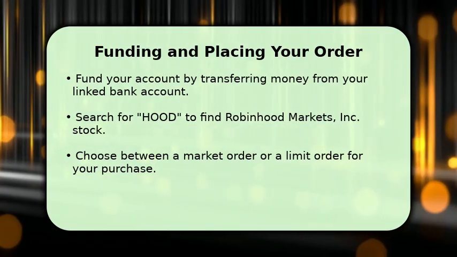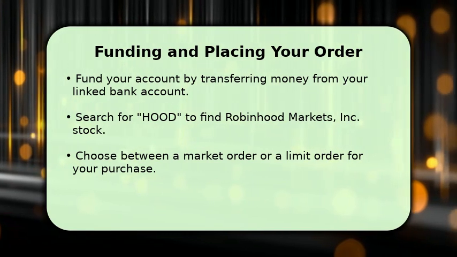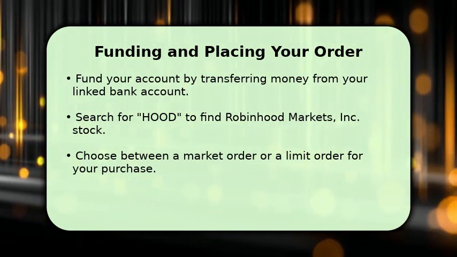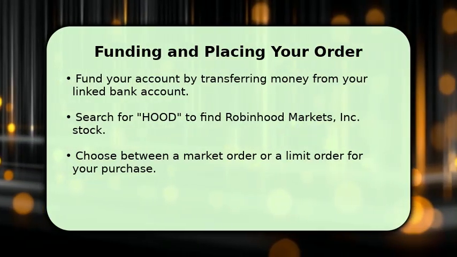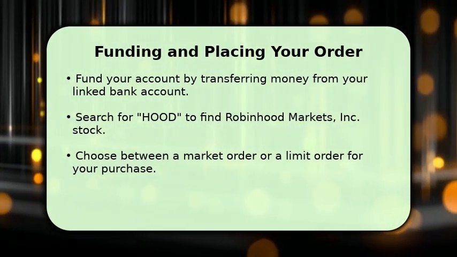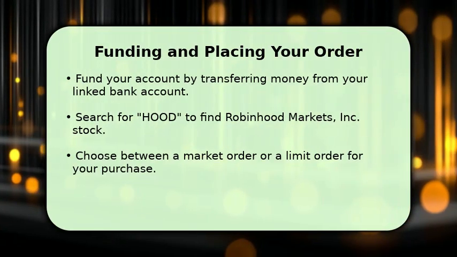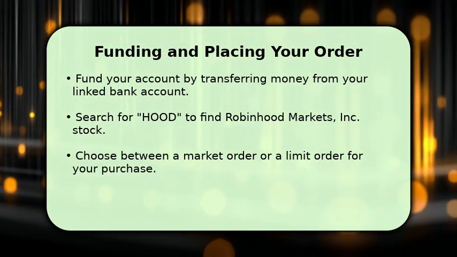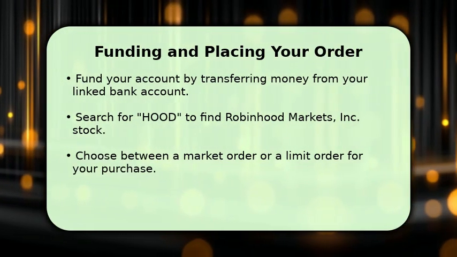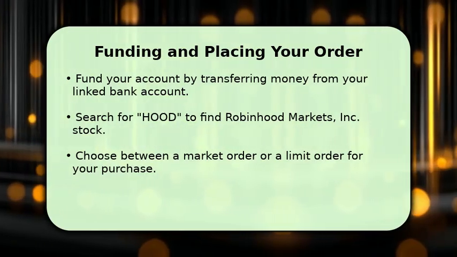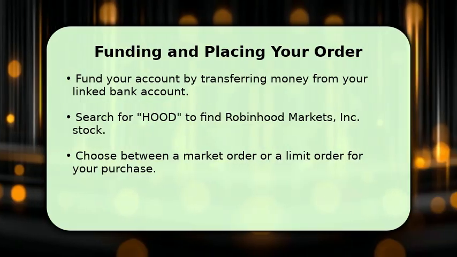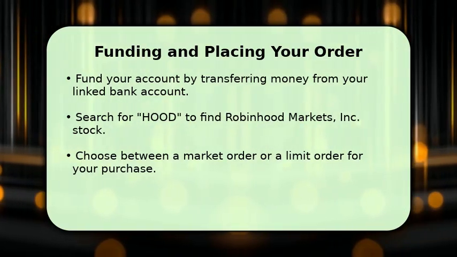Once your account is set up, the next step is to fund it. You can transfer money directly from your linked bank account, with instant deposits available for amounts up to $1,000 for standard accounts. After funding, navigate to the search bar and type HOOD to locate Robinhood Markets, Incorporated stock. You can then choose your order type, such as a market order for immediate execution or a limit order to buy at a specific price.